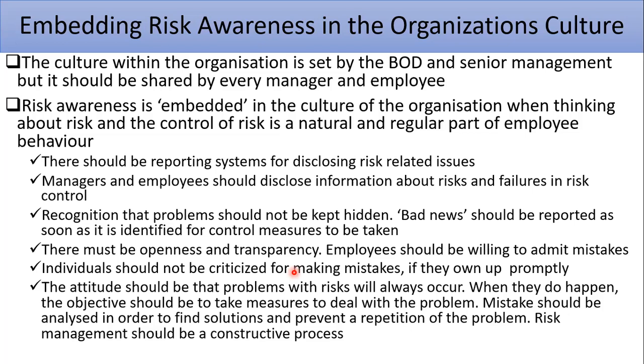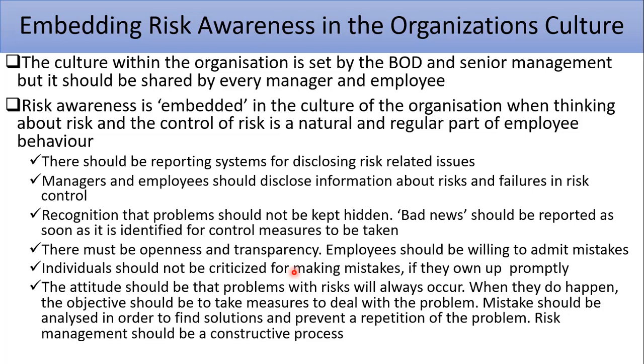Okay, to do this, there should be a reporting system for disclosing risk-related issues. Managers and employees should disclose information about risk and failures in risk control. Okay, there should be the recognition that problems should not be kept hidden. Employees and managers should have this recognition that bad news should be reported as soon as it is identified for control measures to be taken. Okay, there must be openness and transparency.